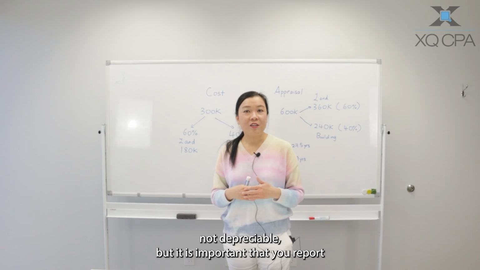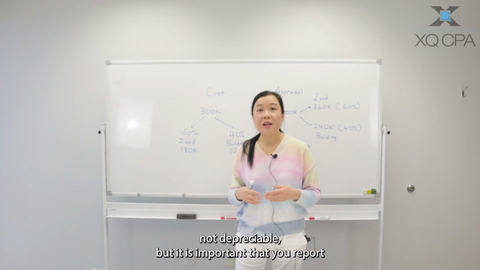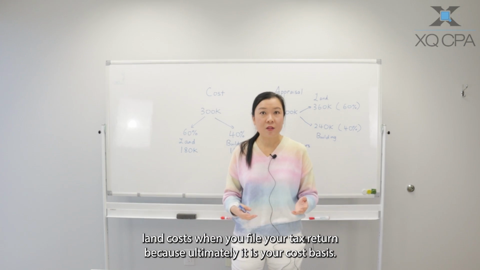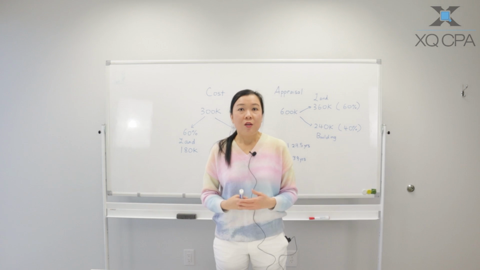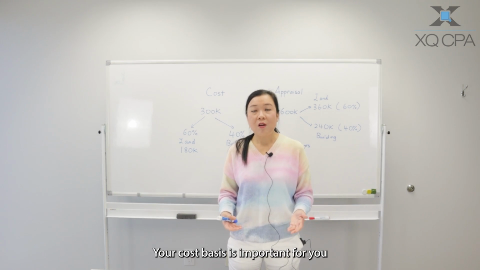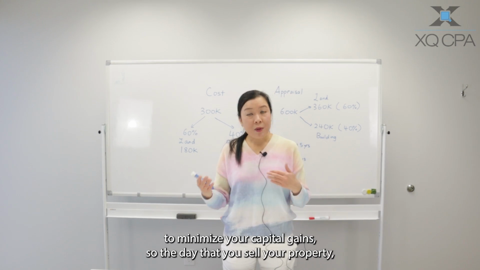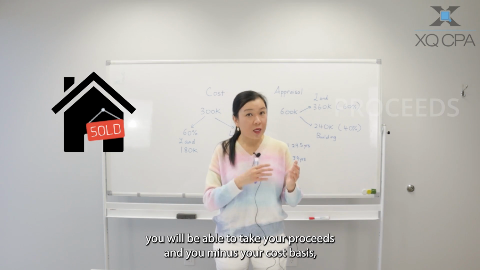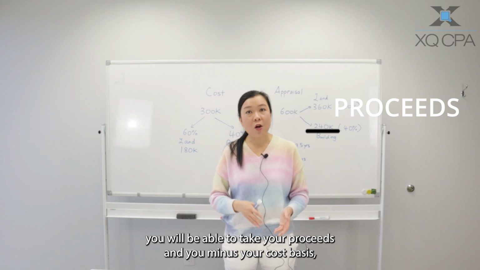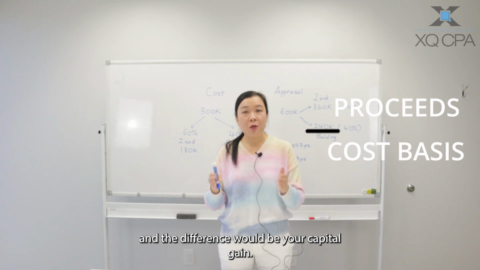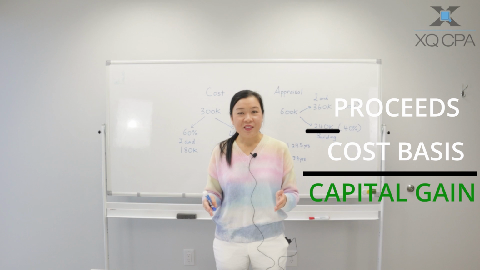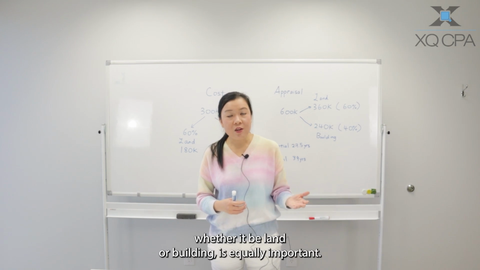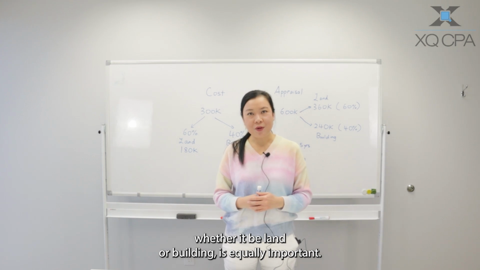Now, land is not depreciable, but it is important that you report land costs when you file your tax return, because ultimately it is your cost basis. Your cost basis is important for you to minimize your capital gain. The day that you sell your property, you take your proceeds minus your cost basis, and the difference is your capital gain. Therefore, keeping track of your cost basis, whether it be land or building, is equally important.